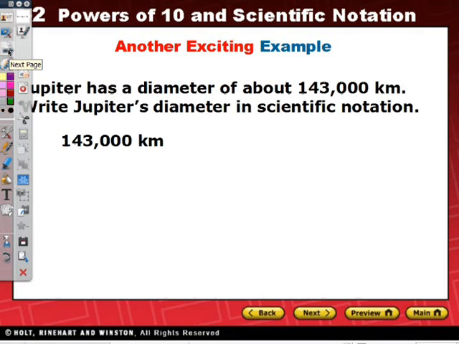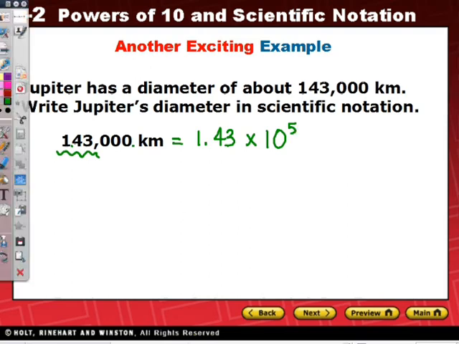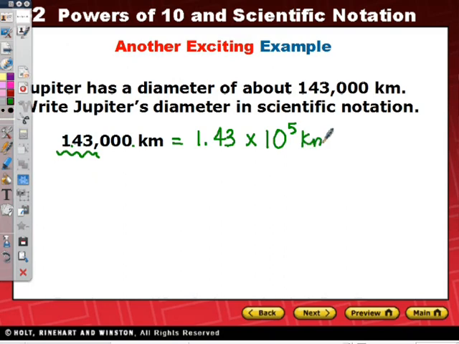Okay. So here we've got another exciting example. 143,000 kilometers. Write that in scientific notation for me. And here's what you should have. 1.43, because we have to turn the non-zero part into a number between 1 and 10. And then if the decimal is there between the 1 and the 4, then I'd have to move it 5 places to get it back to the far end of the number. And it's a big number, so it has a positive exponent. And we could label it in kilometers.